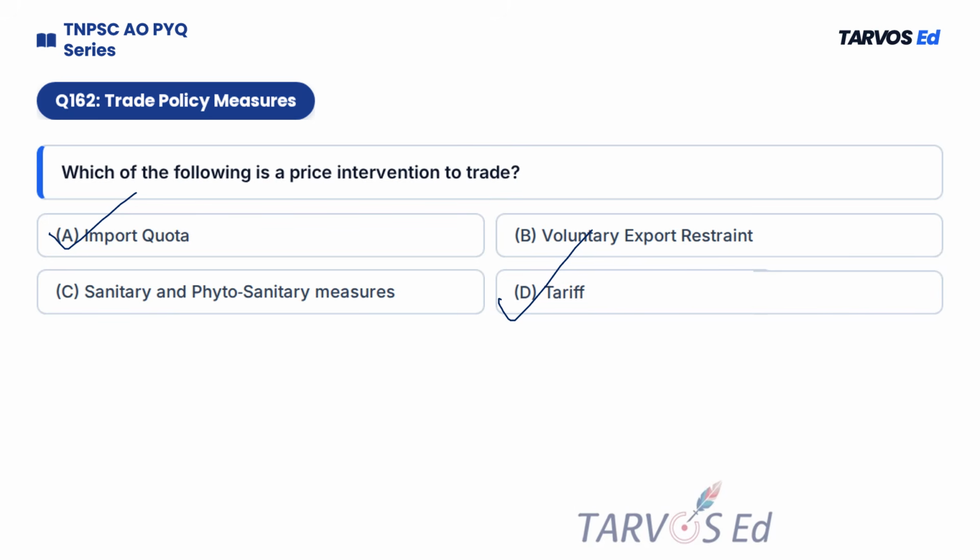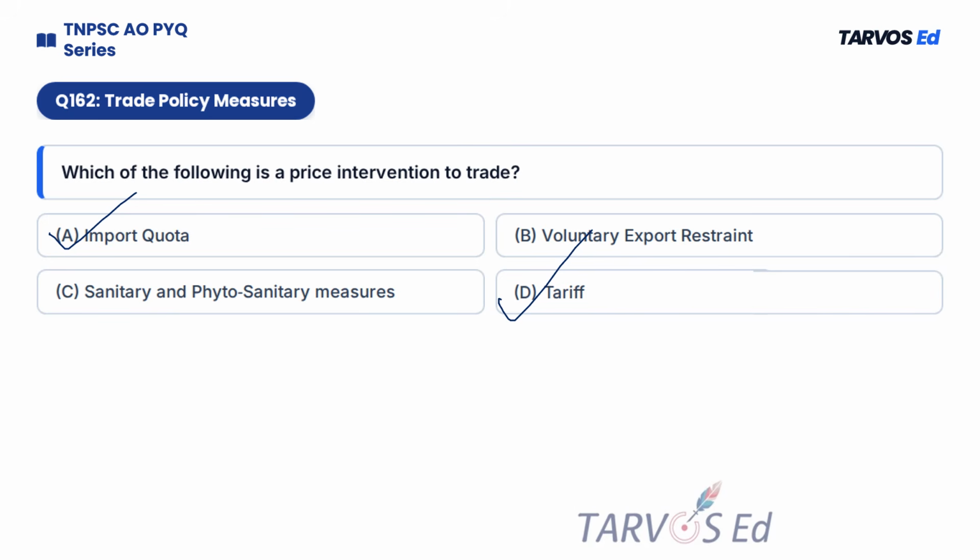And sanitary and phytosanitary measures are related to quarantine measures to protect humans, animals, or plants from disease, pests, or other toxins from the imported products. And voluntary export restraints, we call it VER. It is also a quantitative restriction. It is a self-imposed quota, similar to an import quota. In both import quota and voluntary export restraint, we control the amount being imported in case of import quota, and the amount being exported in case of voluntary export restraint.